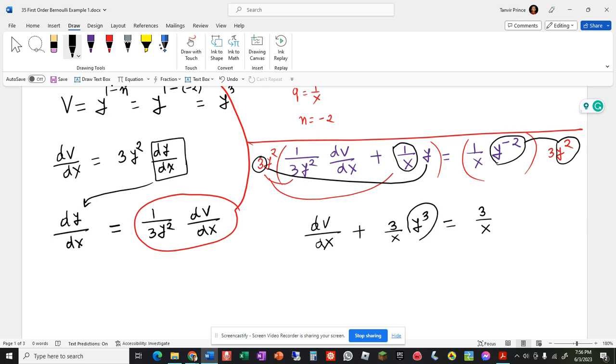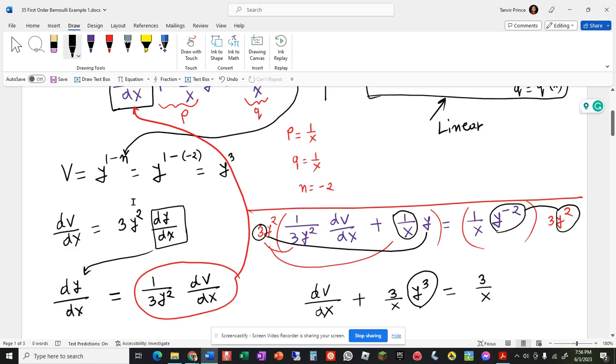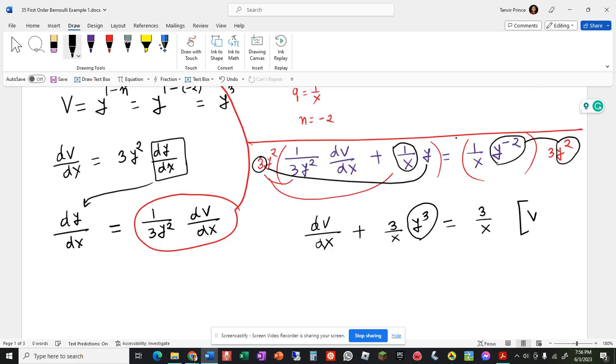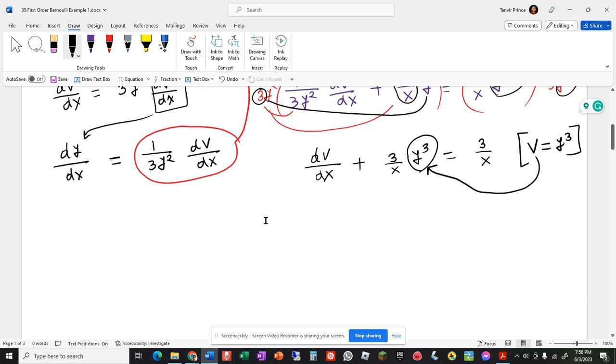Now, y cubed is actually equal to v. Remember, go back: v is equal to y cubed. So, because v is equal to y cubed, I can replace this y cubed by v. And once I do that, that's magic actually, or rather simple algebra, all this y vanishes. Everything works out perfectly. So that's a very nice substitution that we make: v equal to y to the power 1 minus n. And if it is Bernoulli, this will always work out like this. All y should be completely gone now.